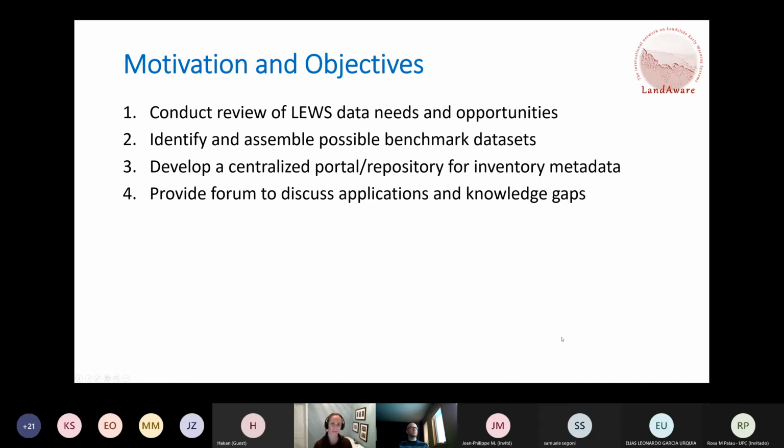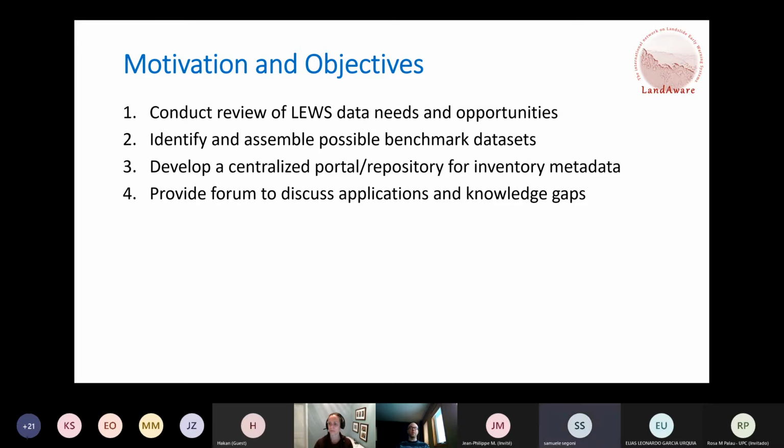Our motivation is, well, we have four main objectives that we'd like to accomplish, and Dahlia, chime in here if I'm missing something. First and foremost, conduct a review of all the data needs and opportunities for landslide warning systems. This is constantly evolving. There are new approaches and new data streams coming in. We'd like to have a review of what exists, what the advances are, and what some of the challenges and needs might be moving forward.